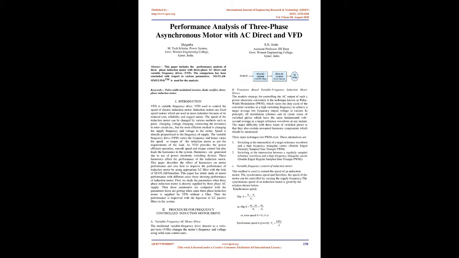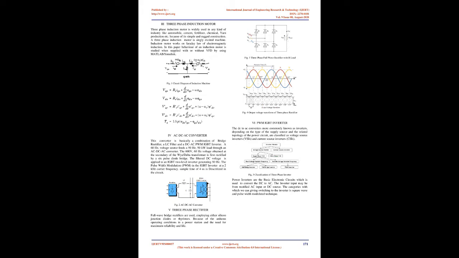2. Procedure for frequency controlled induction motor drive. A. Variable frequency AC motor drive. The traditional variable frequency drive, known as volts per hertz, V/Hertz, changes the motor's frequency and voltage using solid-state control units. B. Transistor-based variable frequency induction motor drives. The modern strategy for controlling the AC output of such power electronic converters is the technique known as pulse width modulation, PWM, which varies the duty cycle of the converter switches at a high switching frequency to achieve a target average low frequency output voltage or current.